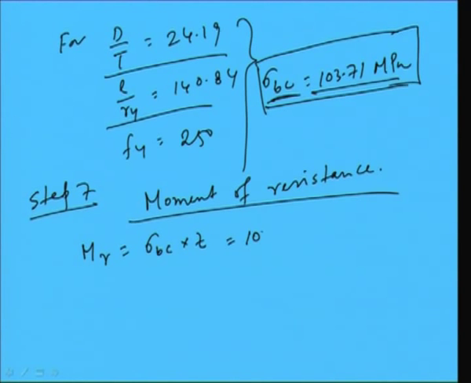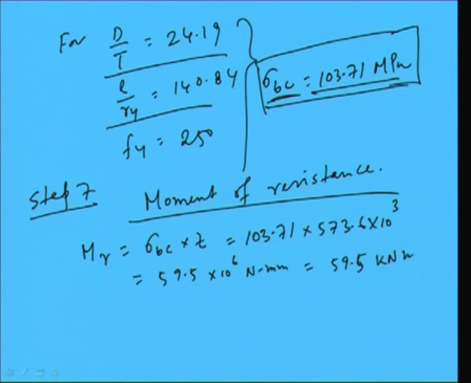So, sigma b c is 103.71 and Z was found as 573.6 centimeter cube. Now, I can make it millimeter cube. If I multiply this value, I will get 59.5 into 10 to the power 6 Newton millimeter, or 59.5 kilonewton meter. So, the moment of resistance, we are going to get as 59.5 kilonewton meter. So, this much moment can be carried by the selected section.